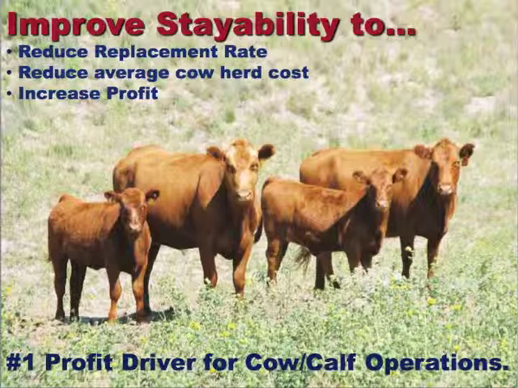So stability allows you to reduce replacement rate. You reduce the number of females that you have to bring back into the herd because of cows that you're culling out. Reduce your average cow herd cost and ultimately increase profit.